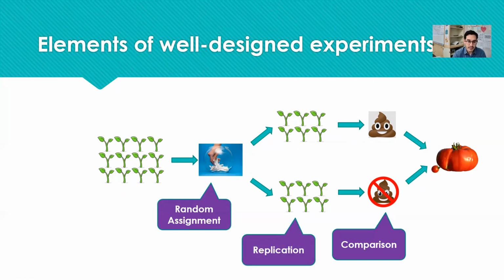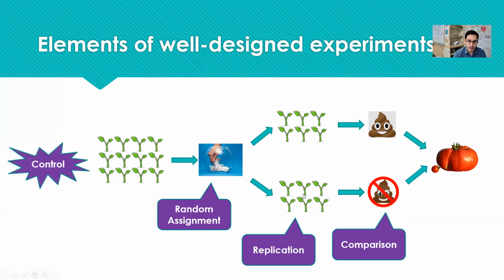The third element is replication, which means having more than one experimental unit in each group. The reason we need replication is because we want to be able to measure the variability within each group. And that variability is going to help us see whether the differences in the outcome are significant or not. So the more replication you have, the better you're able to measure that variability.